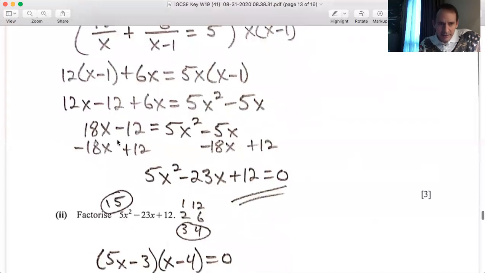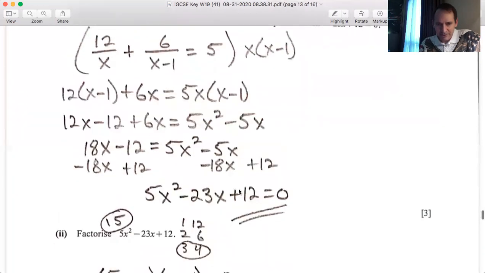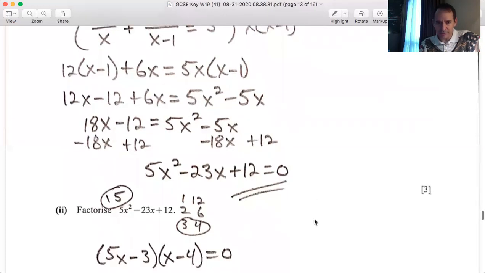So then it's just a matter of moving everything to the right side so that our x squared term is positive. So we have 12x and 6x is 18x, minus the 18x from both sides gives us the negative 23x. And we have the minus 12 right here. So we need to add 12 to the other side, and that gives us the plus 12. And we do end up with the equation that they gave us, 5x squared minus 23x plus 12 equals 0.